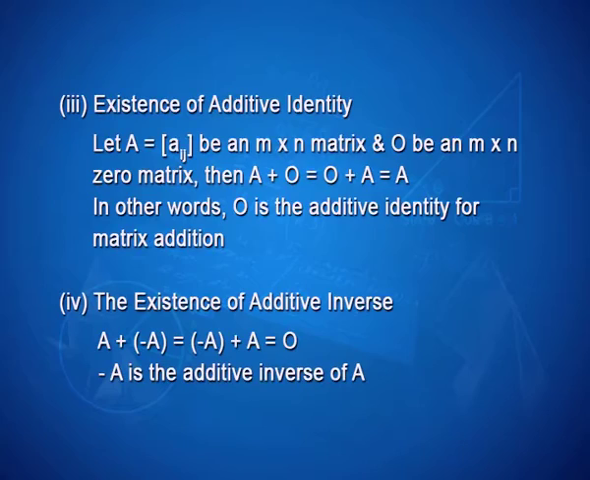Property 4, the existence of additive inverse. A plus (minus A) is equal to (minus A) plus A is equal to O. Minus A is the additive inverse of A.